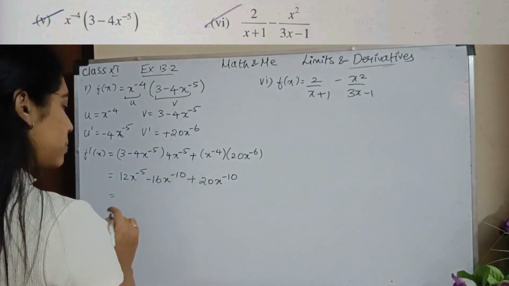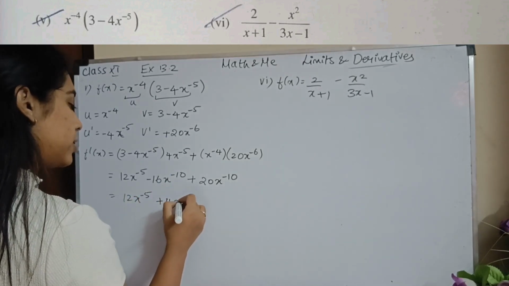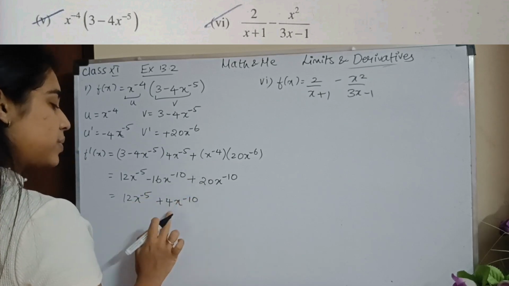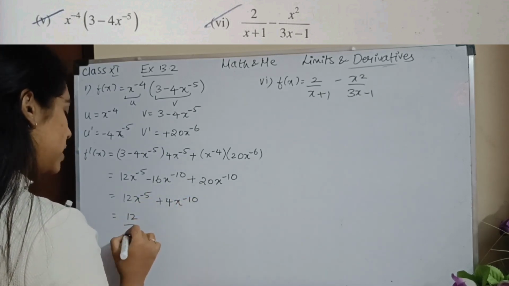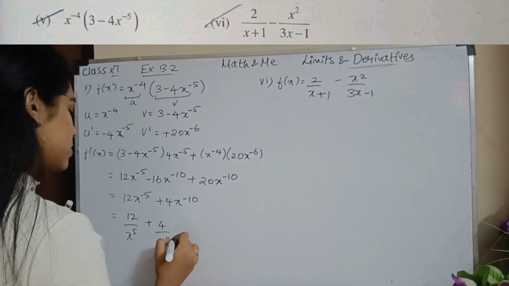So in the two terms you can club them. So I have 12x to the minus 5 plus 4x to the minus 10. Minus 16 plus 20 is plus 4. So I have 12 divided by x power 5 plus 4 divided by x to the 10.